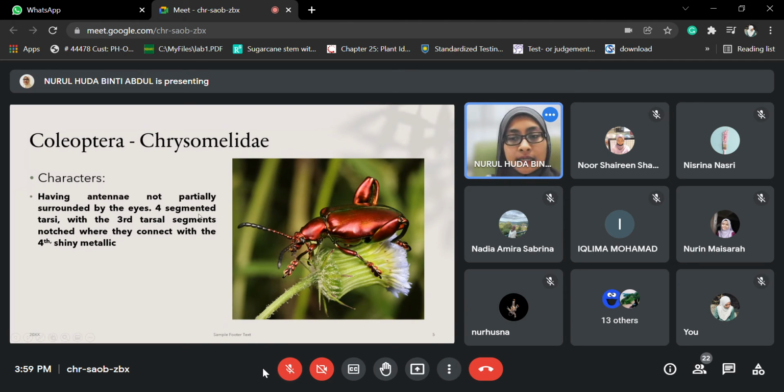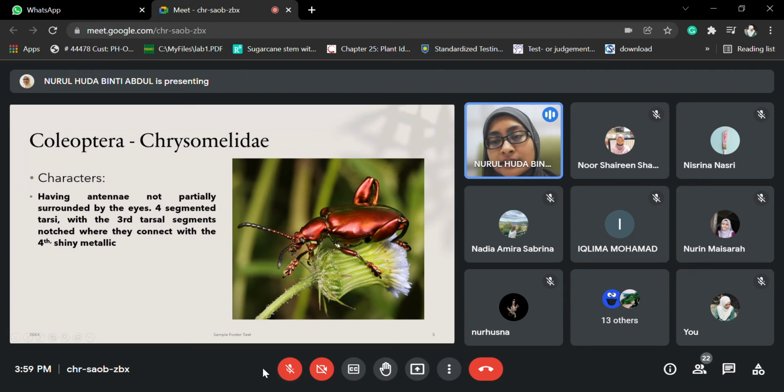And then here, they have 4 segmented tarsi with the third tarsal segment notch where they are connected with the fourth. Here maksud dia kat sini, you can see they have 4 tarsi. Remember we have 4 tarsus, but 4 segmented tarsus. Kalau tengok kat gambar, we have femur.